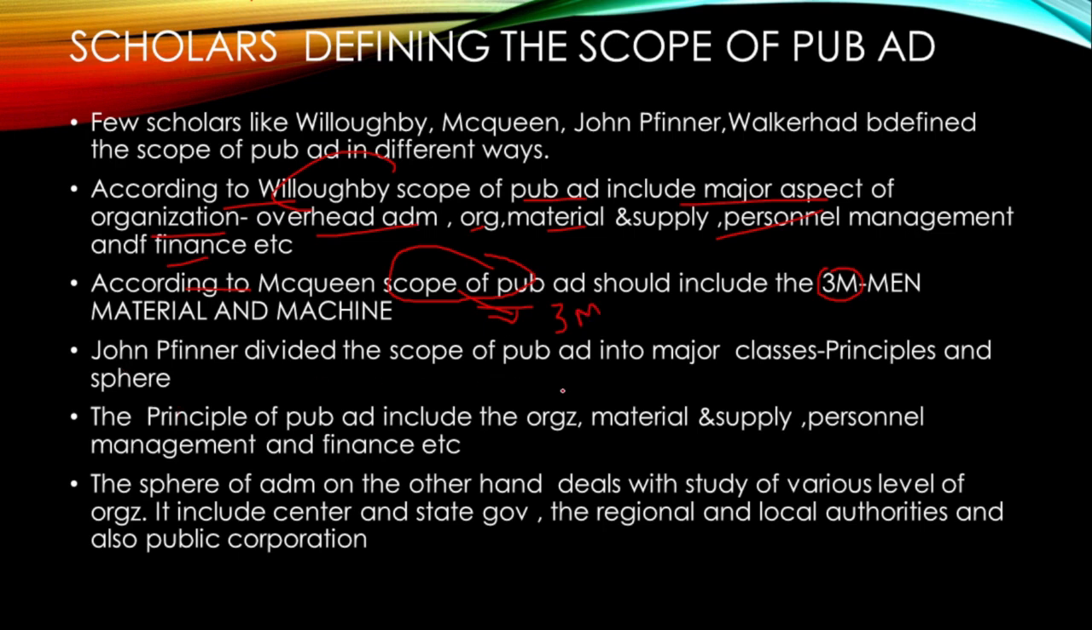John Pfiffner divided the scope of public administration into two major classes: the principal class and the sphere class. The principal class includes organization, materials and supply, personnel management and finance. The sphere of administration class deals with the various levels of organization like central, state, local, regional and public corporation. So these are the two classifications made by Pfiffner.